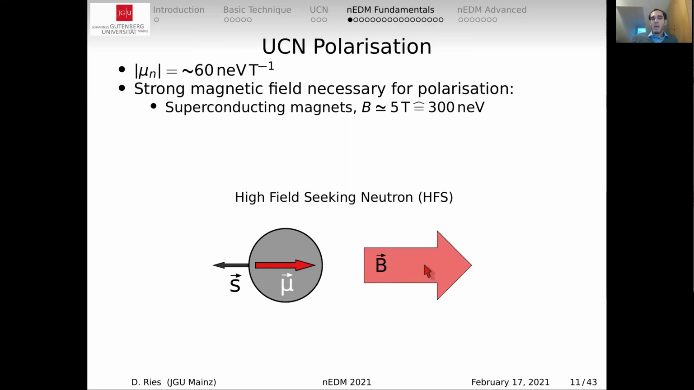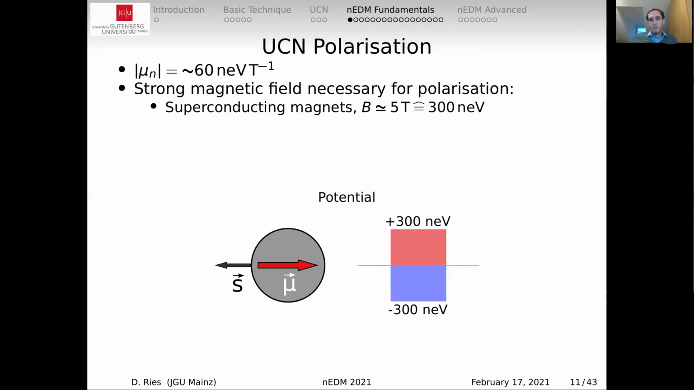One is the high field seeking state, where the magnetic moment, here in red, mu, is aligned with the magnetic field. And now here's a first intricacy, if you want. The neutron's magnetic moment is negative, so this actually means that the spin of the neutron is anti-aligned to the magnetic field if the neutron is a high field seeking neutron. So it's a neutron that gets accelerated by the strong magnetic field. If the neutron is oriented the other way around, it gets decelerated by the magnetic field.